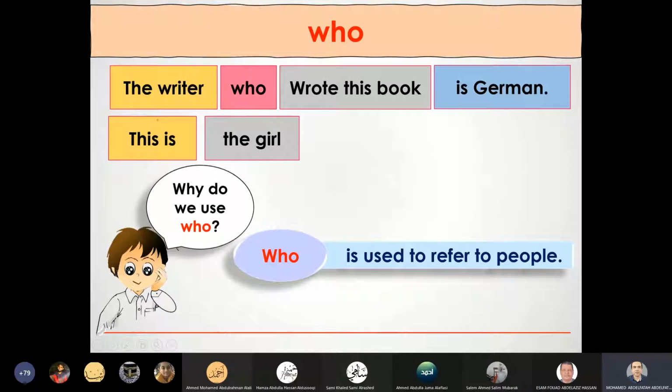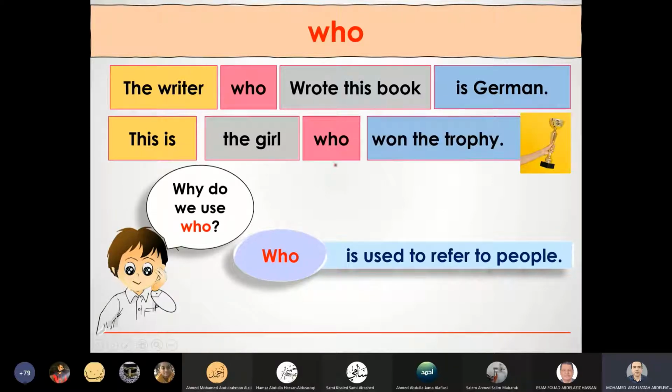Another example. This is the girl. Girl is a person. So when you are speaking about a person, you use the relative pronoun who. This is the girl who won the trophy. What is the meaning of trophy? Trophy means the cup. The sentences again, students, listen carefully. The writer who wrote this book is German. This is the girl who won the trophy. Always remember that we use who for people.